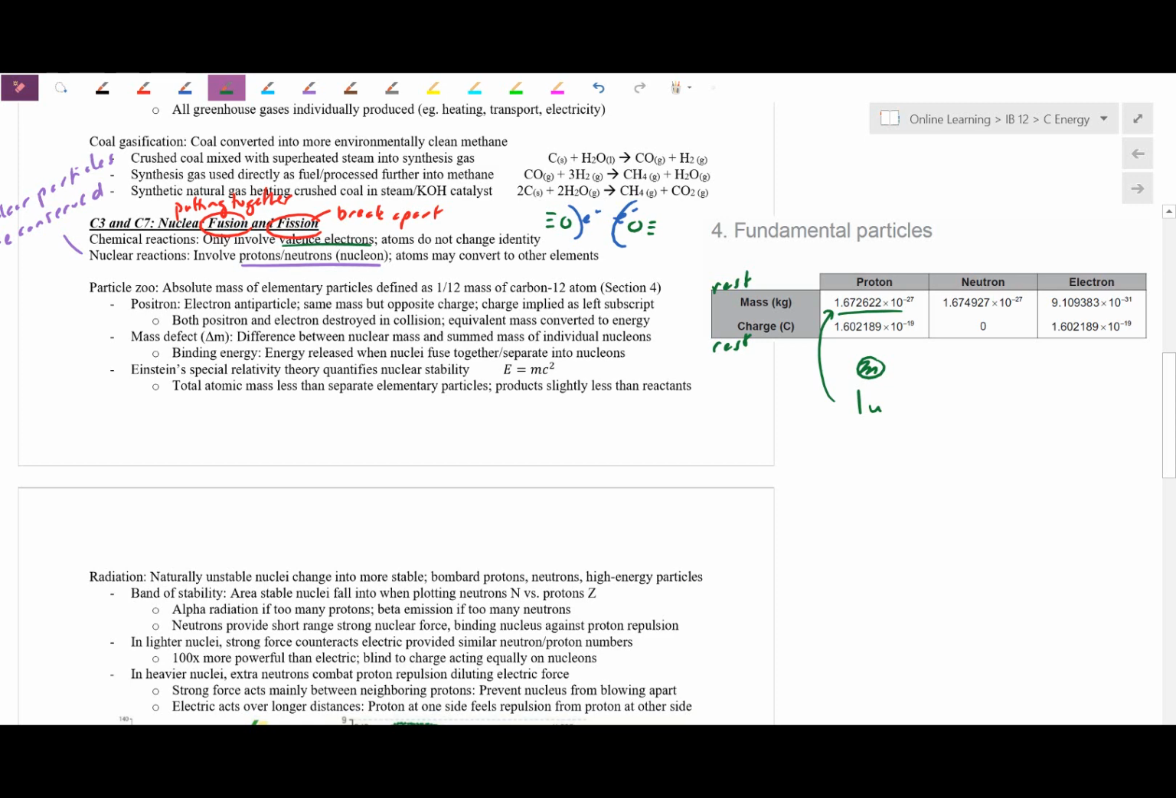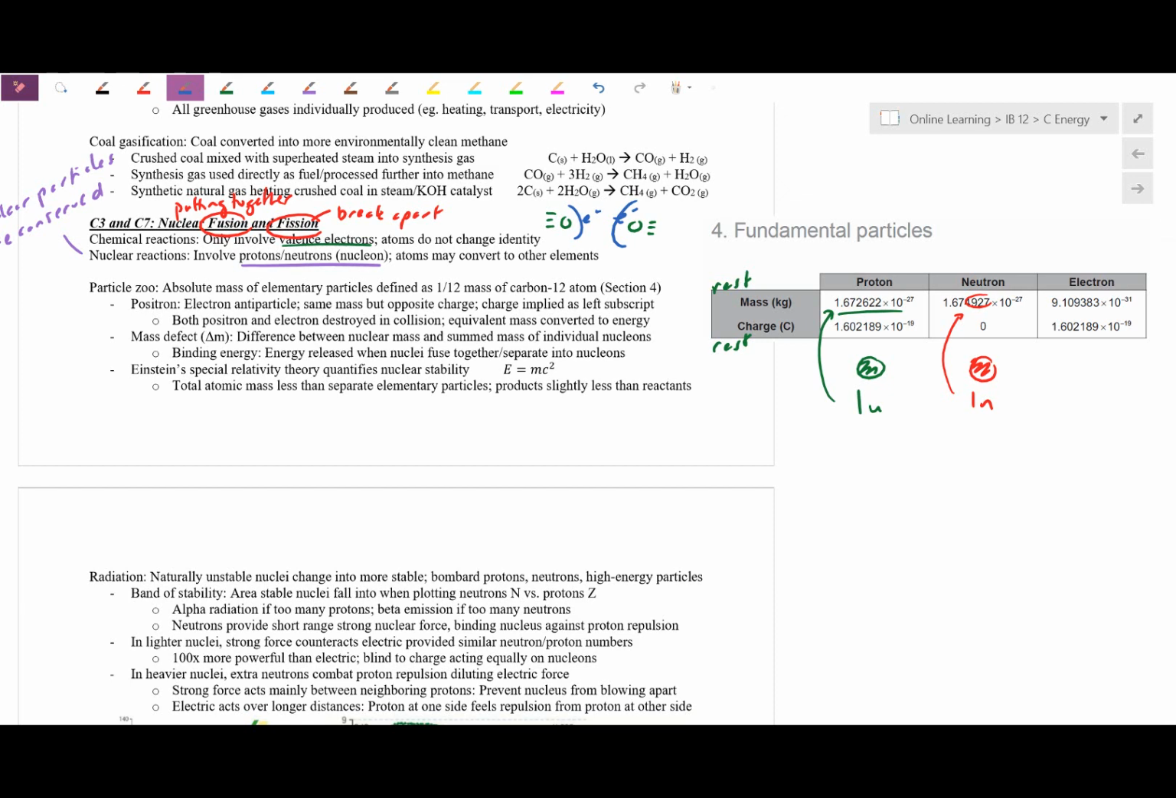Similarly, a neutron is ever so slightly heavier than a proton. So a neutron, let's draw it slightly larger here. Again, the rest mass of the neutron, you see that not by much, it's still 1.67, but you see it is ever so slightly higher mass.